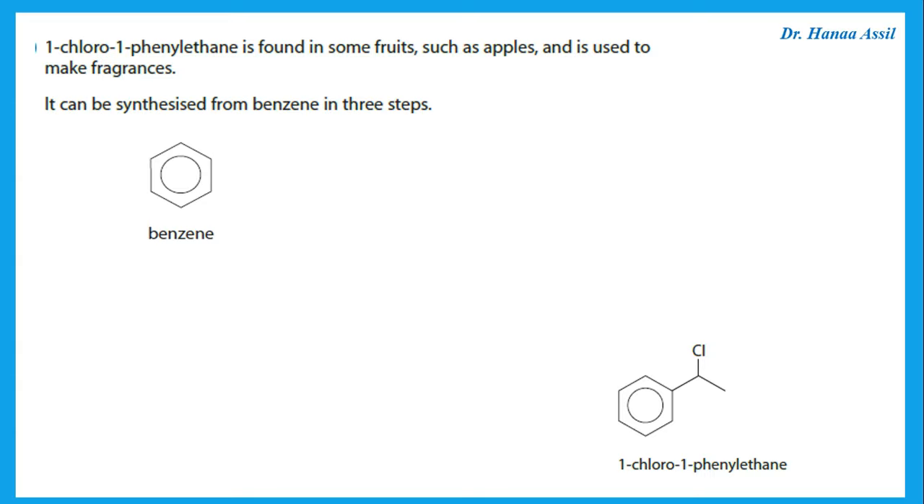So this question said, I'm trying to make 1-chloro-1-phenyl-ethane. This is found in some fruits such as apples and is used to make fragrances, and it can be synthesized from benzene in 3 steps. So we want to start with benzene and we want to make 1-chloro-1-phenyl-ethane in 3 steps. What can we do?